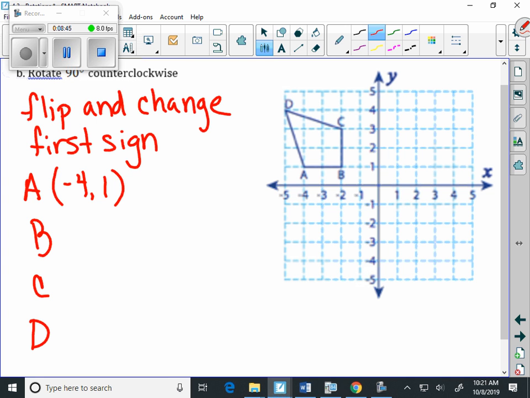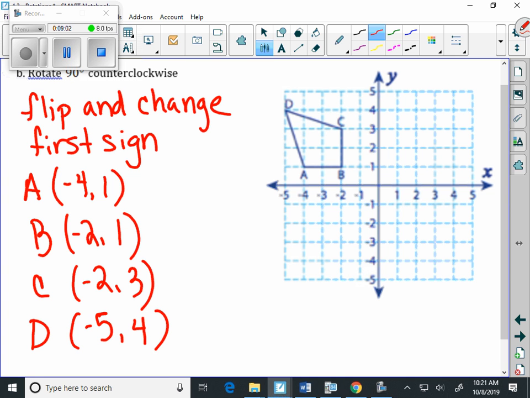B is -2, 1. C is -2, 3. And D is -5, 4. And again, the rule is we're going to flip and change the sign on the first. So it's going to be 1, -4, but we're going to change the sign on the first.